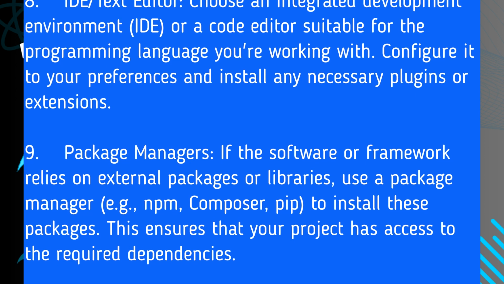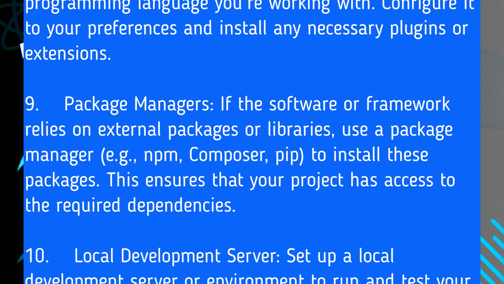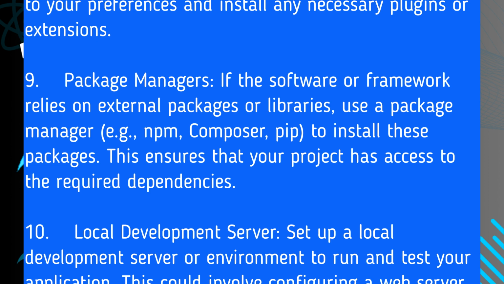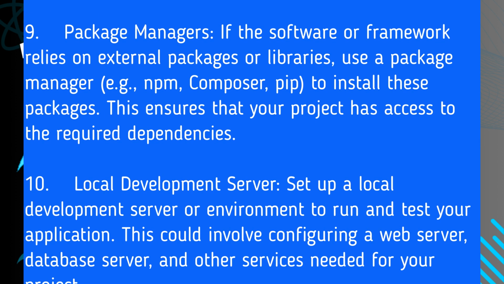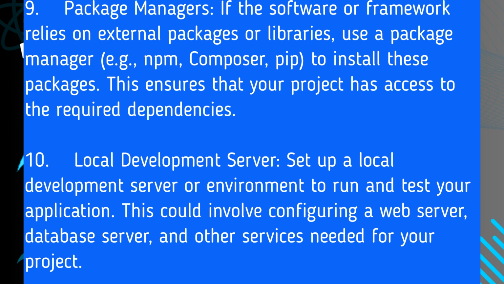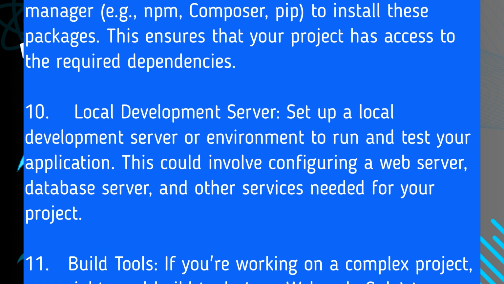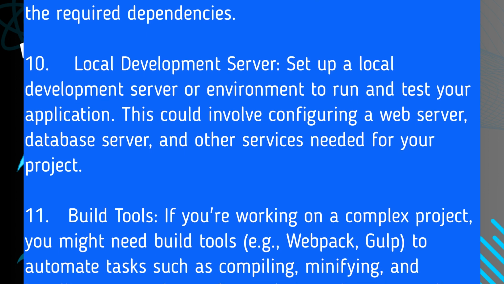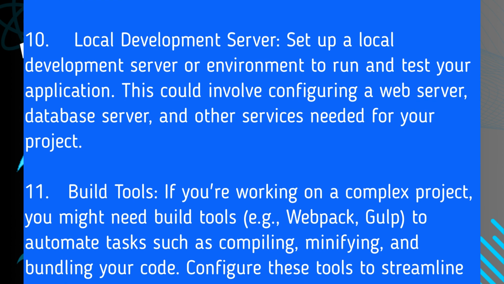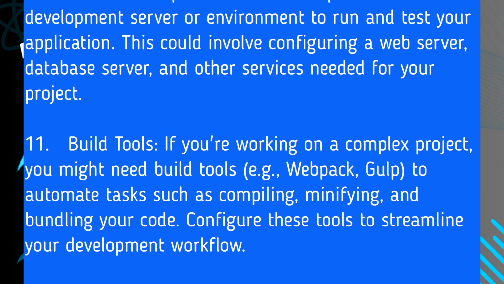9. Package managers. If the software or framework relies on external packages or libraries, use a package manager, e.g., npm, Composer, pip to install these packages. This ensures that your project has access to the required dependencies. 10. Local development server. Set up a local development server or environment to run and test your application. This could involve configuring a web server, database server, and other services needed for your project.